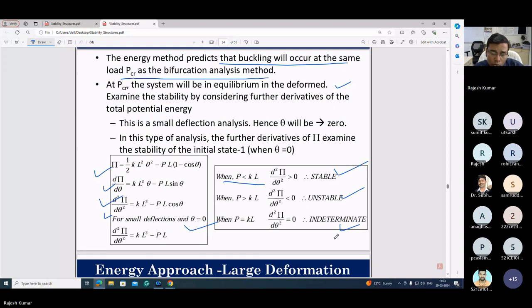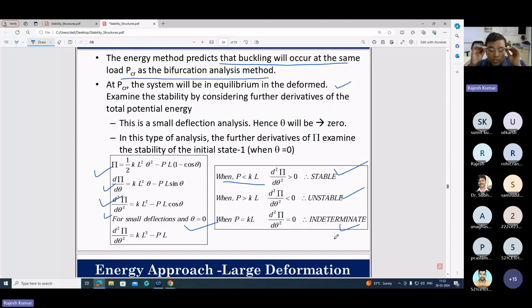So the small deformation theory says that if the load is less than PCR, then you have a stable path. When P is greater than PCR, you have an unstable path. When P is equal to KL, it is intermediate. We don't know the solution according to the small deformation theory.